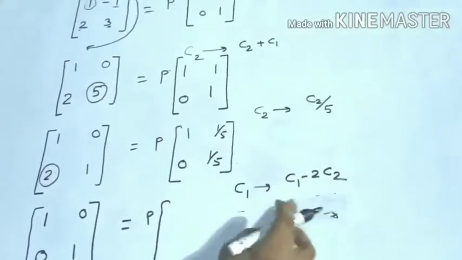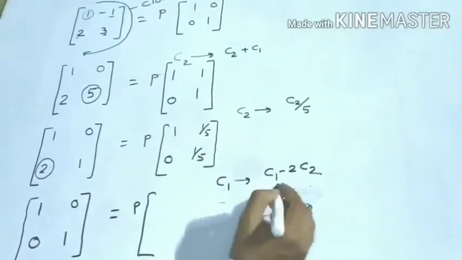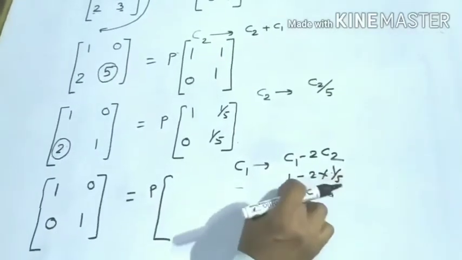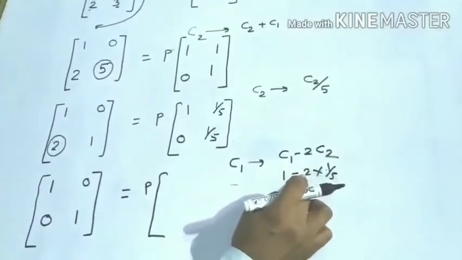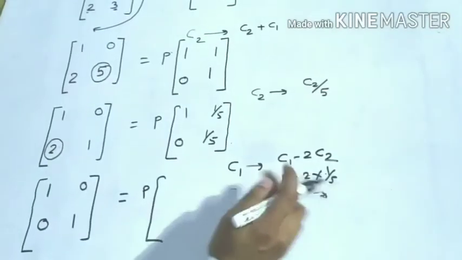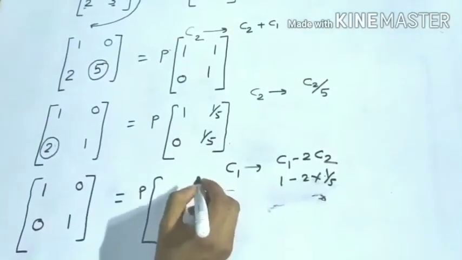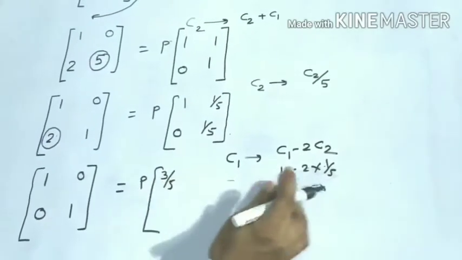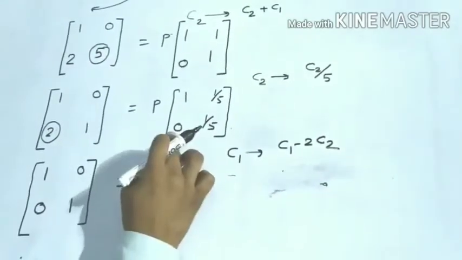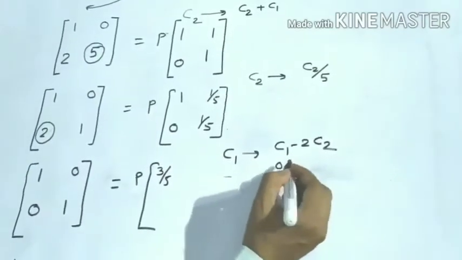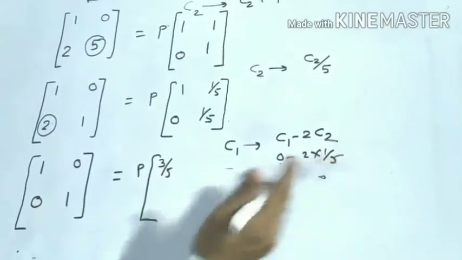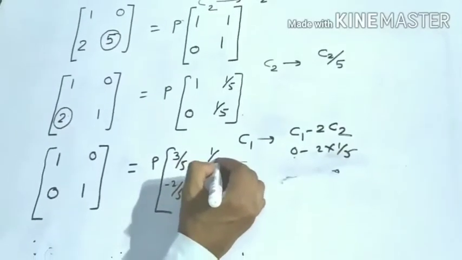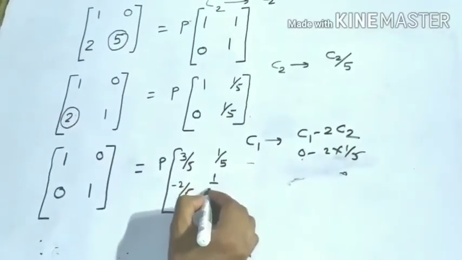Here you have to see C1, this is the 1, minus 2 into 1 by 5, meaning LCM will take 5. 5 minus 2 by 5 means this is the 3 by 5. So here we will get 3 by 5. And then here you have to see 0 minus 2 into 1 by 5, meaning minus 2 by 5. And this is the 1 by 5, and this is also the 1 by 5.